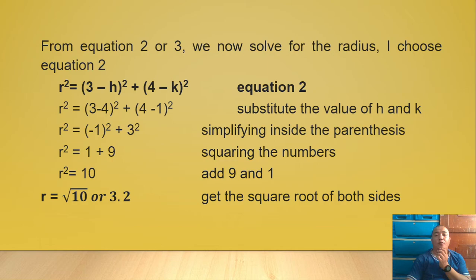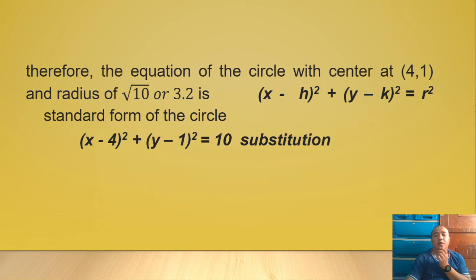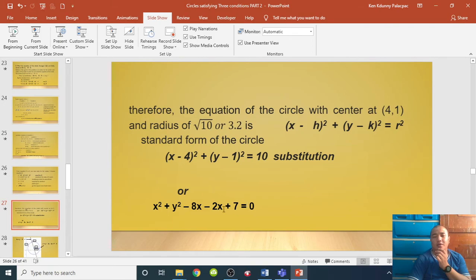Okay. So after solving for the center and radius, we can now write the equation of the circle in standard form. Center (4, 1), radius square root of 10 or 3.2. So from the standard form, we have (x minus 4) quantity squared plus (y minus 1) quantity squared equals 10. Yes, r squared, square root of 10 squared, positive 10. Or in general form, x squared plus y squared minus 8x minus 2y, should be minus 2y. Okay, sorry for that.